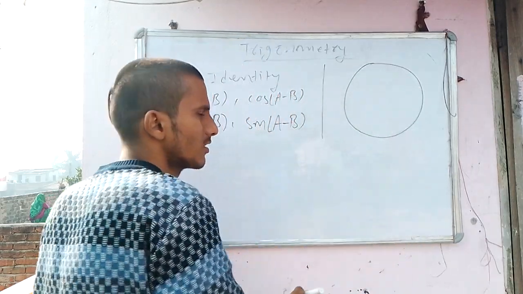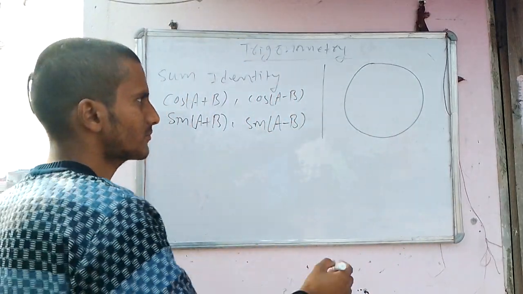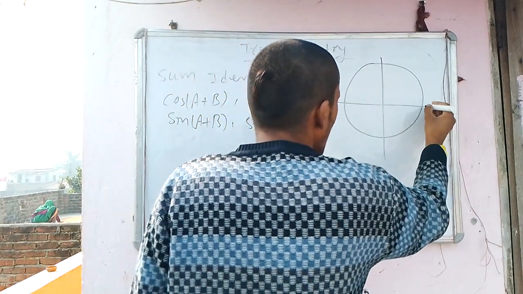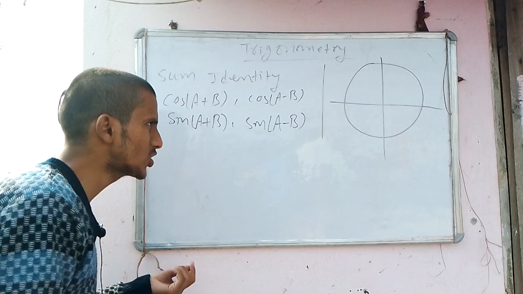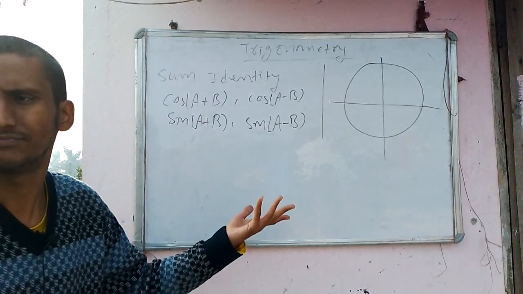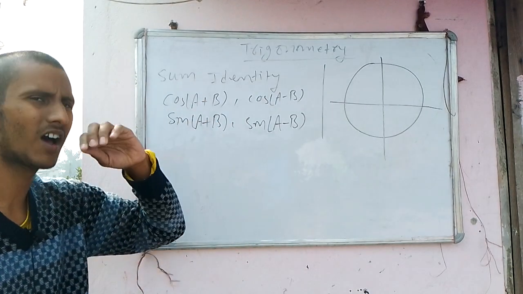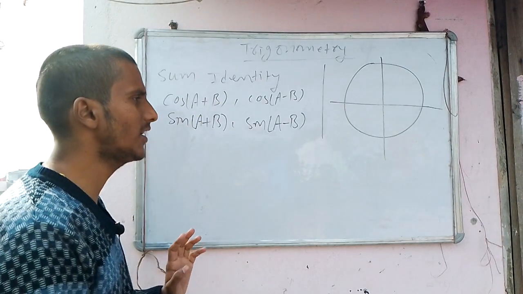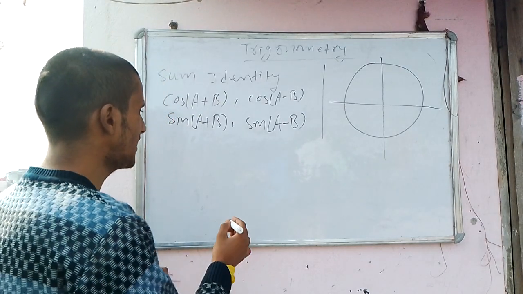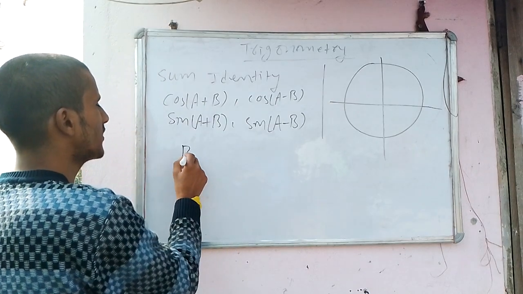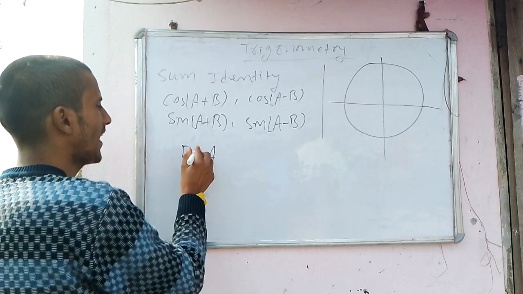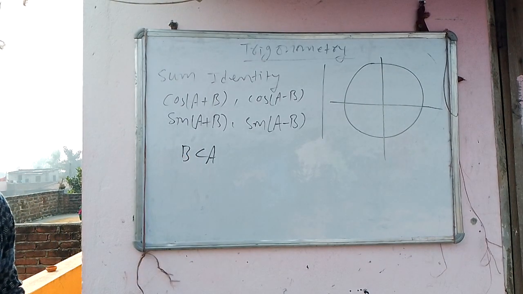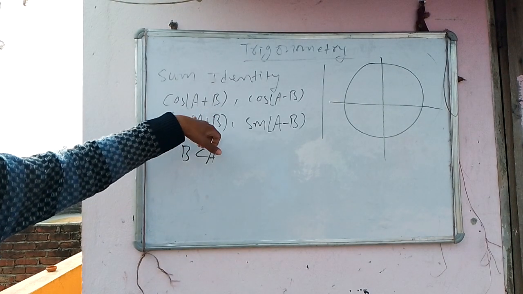So this is a unit circle, and onto that unit circle I have two angles made here, A and B. A and B represent angles, and let's say that B is smaller than A. Angle B is smaller than A. Does that make sense?